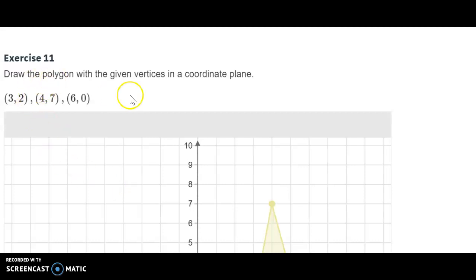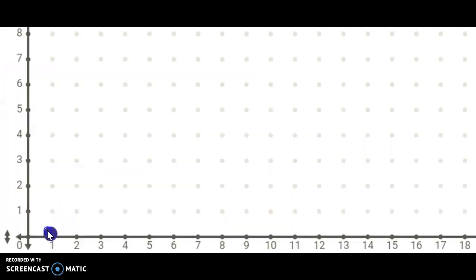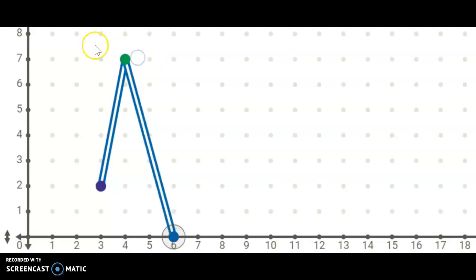So exercise 11, we're going to draw a polygon with the given vertices on the coordinate plane. Our first given coordinates are 3 and 2. So when I look over here, I do my x first, which is 3, and then I go up 2 for my y. My second is 4 and 7. Again, I go over to the 4, and I go up to the 7. And since this is going to make a triangle, my last one is going to be 6 and 0. Let me double check. If I were doing this, it would make this shape.